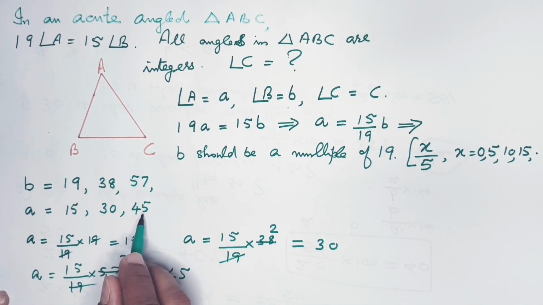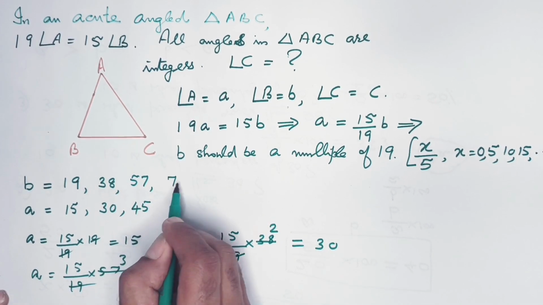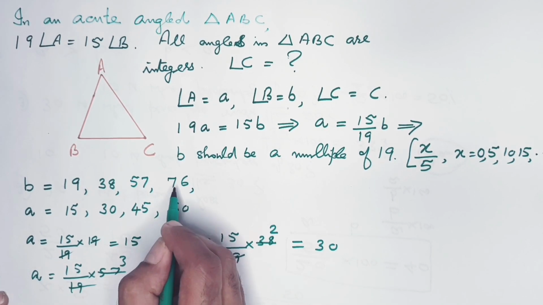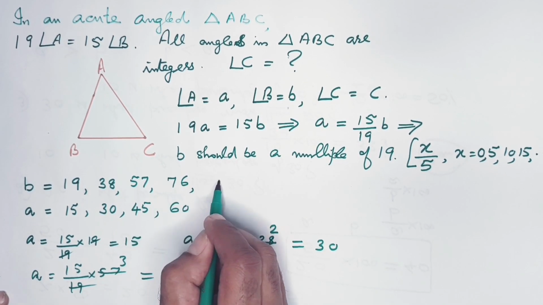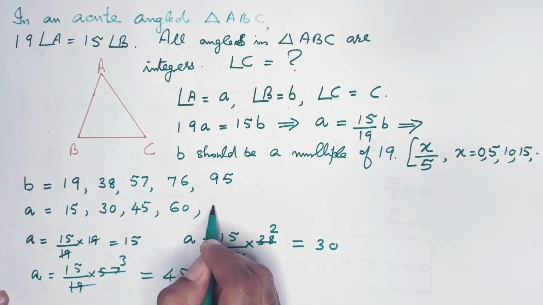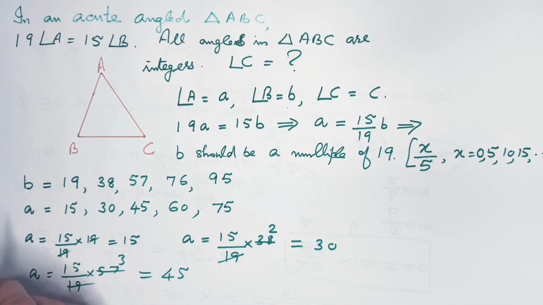So the next number is 45. If you use that logic, the next value will be 76 and the corresponding value here will be 60. And the next one, you add 19 to this, so that will be 95, and the corresponding value here is 75. But there's a catch. You know that these numbers A and B are less than 90, being the angles of an acute angled triangle.